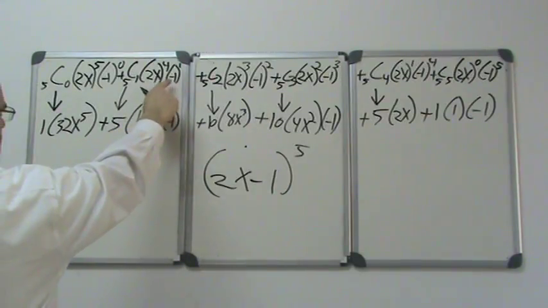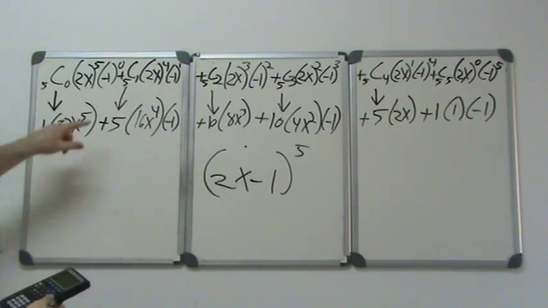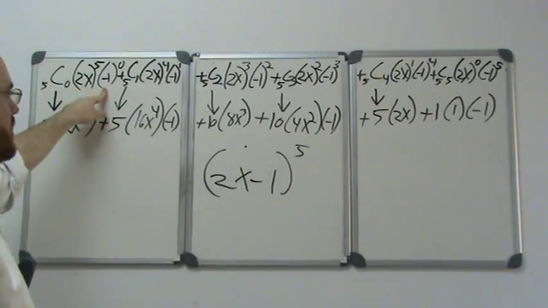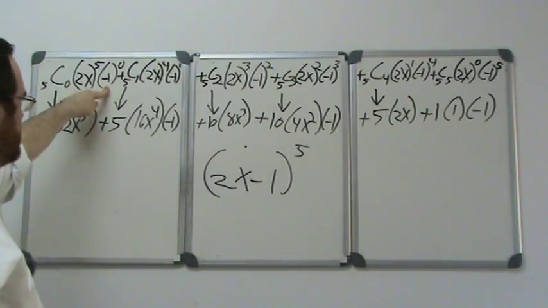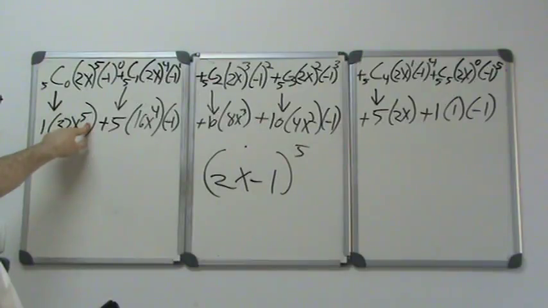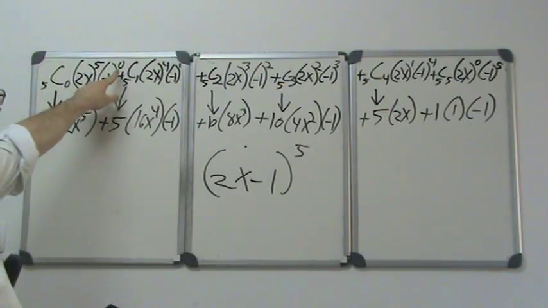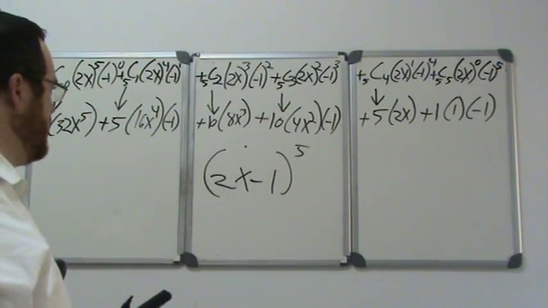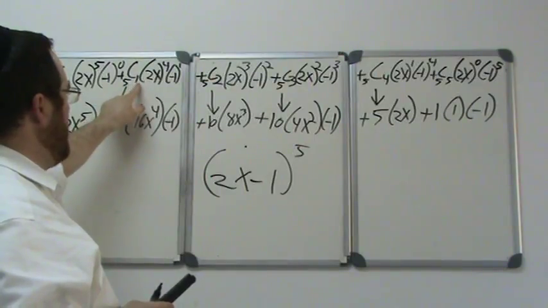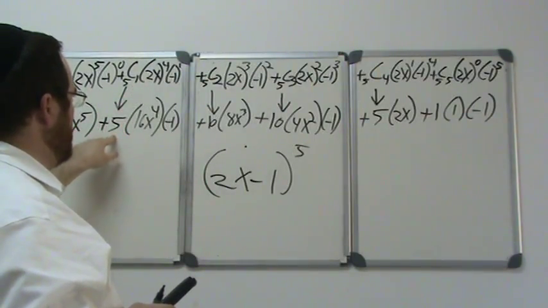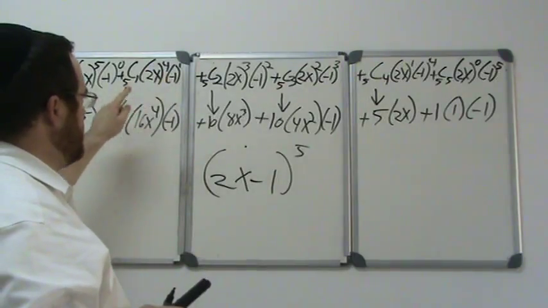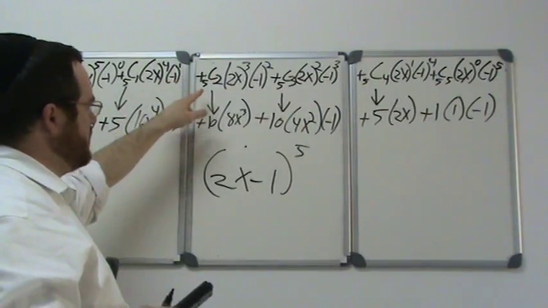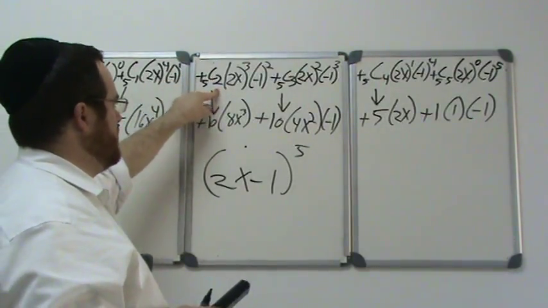Over here I didn't even write negative 1 to the 0 power because I forgot it. The reason it doesn't matter is that anything to the 0 power is 1. So it's 1 times 32 times x to the 5th power times 1. Anything, including negative 1, to the 0 power is a positive 1. And over here you have 5 combination 1, which is 5, 2x to the 4th power is 16x to the 4th power, times the negative 1, because the negative 1 is to the 1st power.